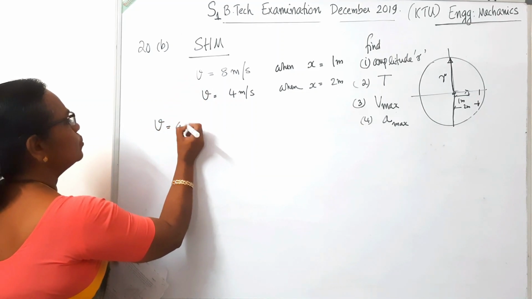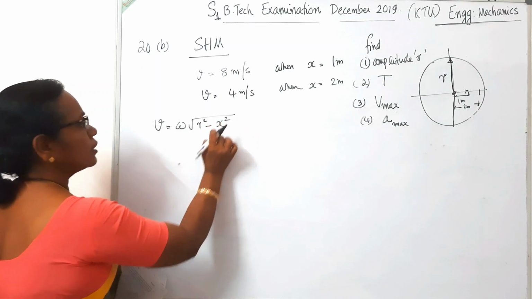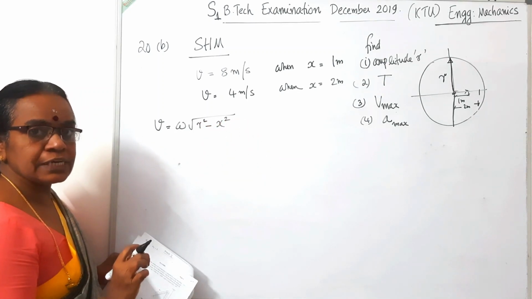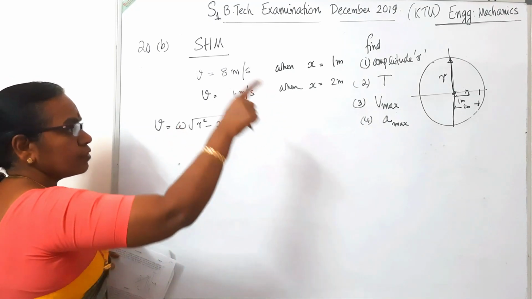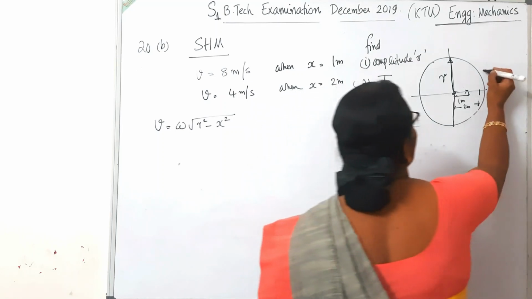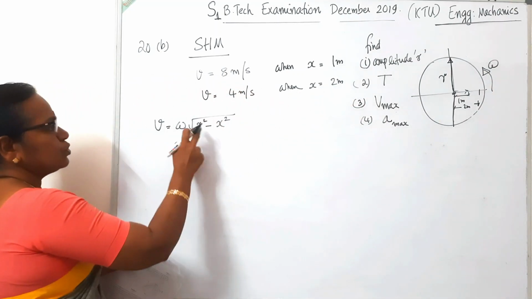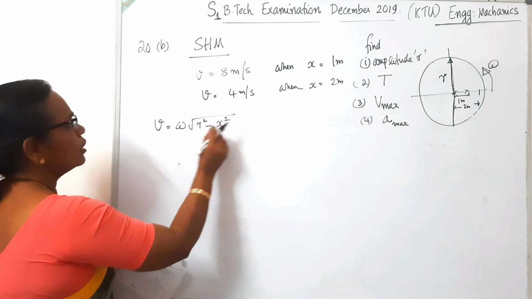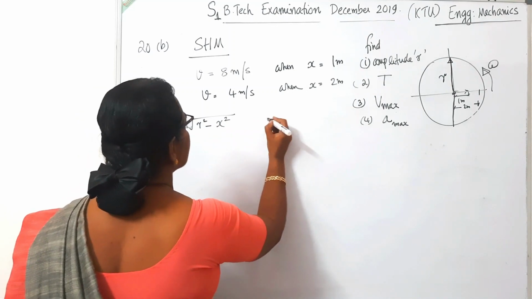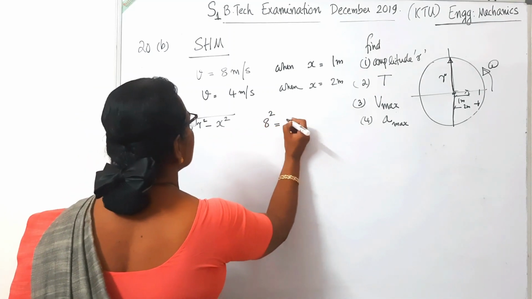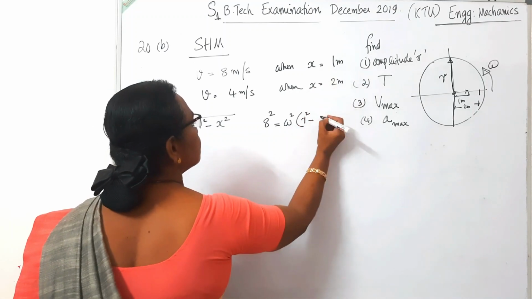So let us see the expression for V. V is equal to omega into the root of r square minus x square. If you know this expression, we can solve this. Velocity at any instant is omega into the root of r square minus x square, where omega is the angular velocity of motion, r is the amplitude, and x is the distance at any instant. Let us substitute for the first case, squaring both sides: 8 square is equal to omega squared into r square minus 1 square, and 1 square is 1.